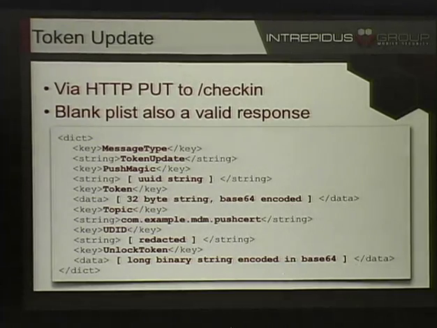Once the device receives the OK, it then connects back to that same port and sends, again, to check-in, another message. This time its message type is TokenUpdate. PushMagic is that UUID string that gets included in the MDM push message coming back. The token is the device token the device got from Apple when connecting to the push notification server. The topic, again, comes off the cert. It's what was provided in the profile. UDID is the device ID. And then UnlockToken is this long base64 encoded string. That's actually the key bag that you use to unlock the device when you need to remotely unlock it. So once all those things happen, the device is enrolled.